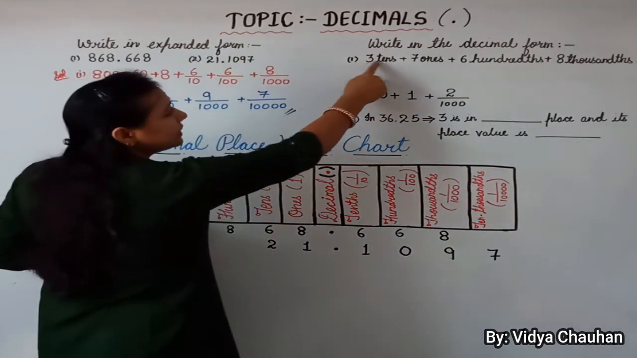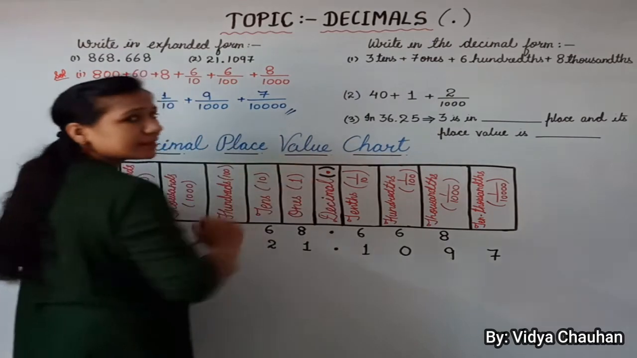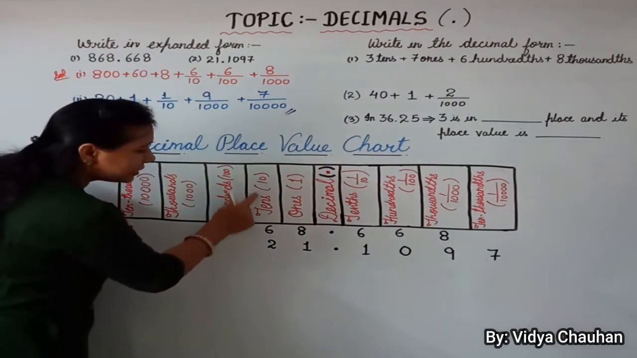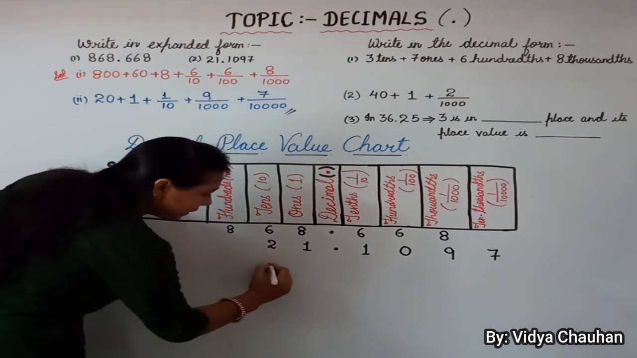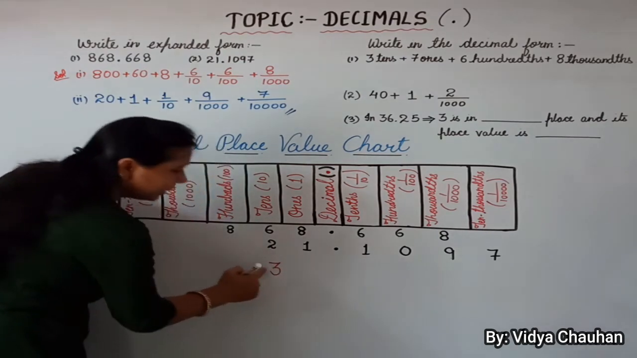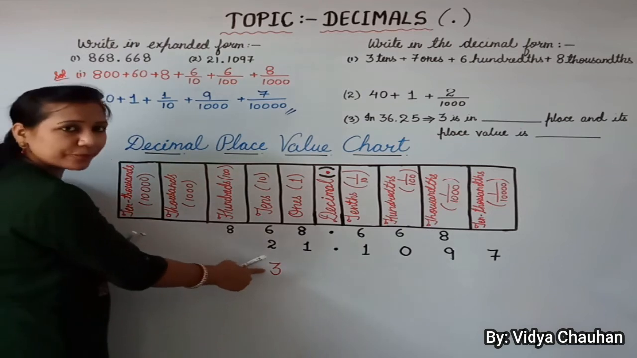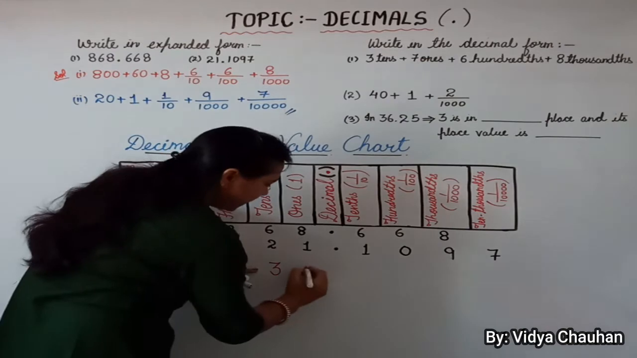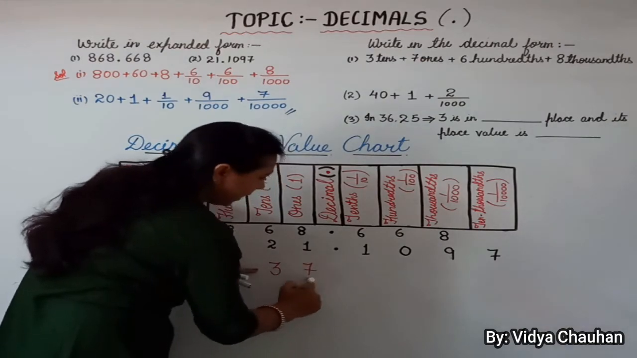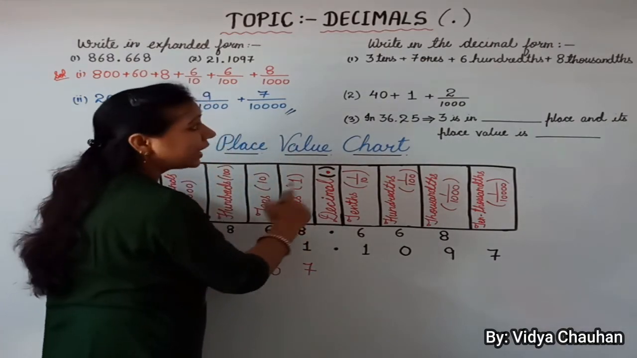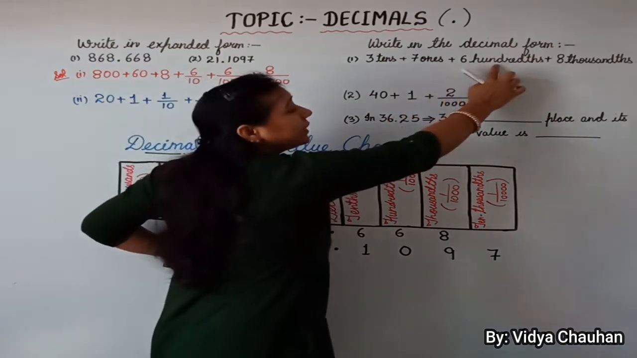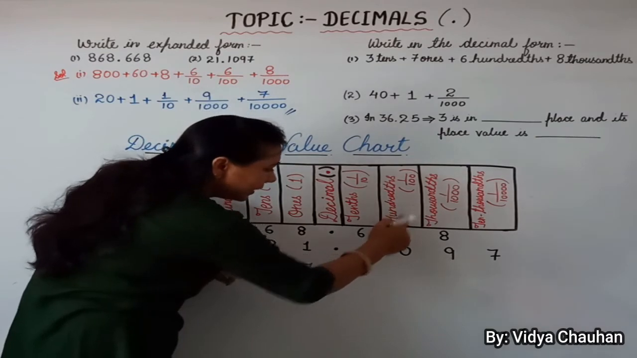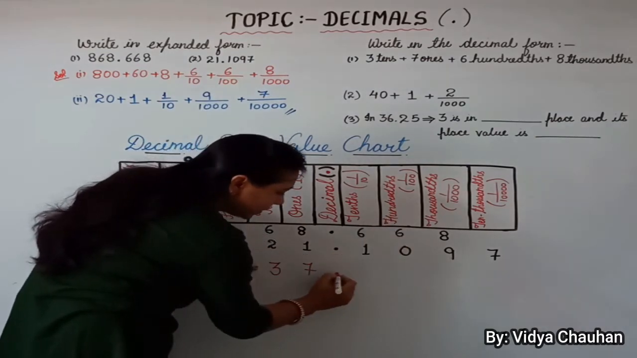Very first, the digit is 3 tens. 3 is at tens place. So we have a digit at tens place and the digit is 3. So I am writing it up here. 3 at the tens place. Then 7 at ones place. So 7 will come here at the ones place. After that, 6 at the hundredths place. 6 is at hundredths place. So that means decimal is here.